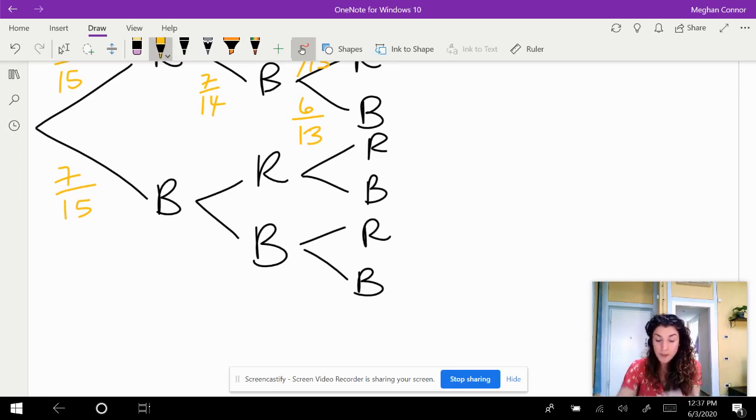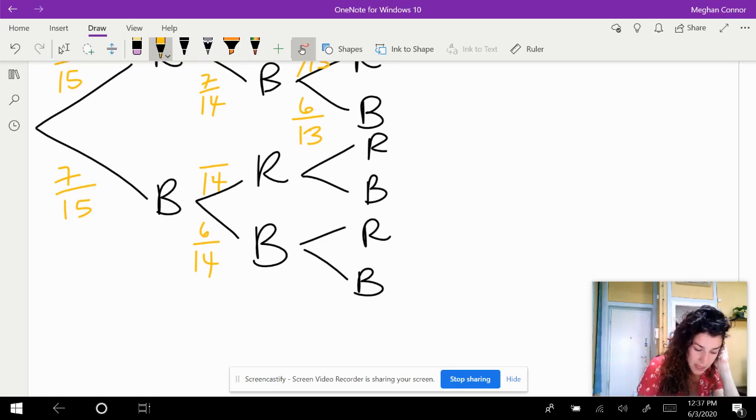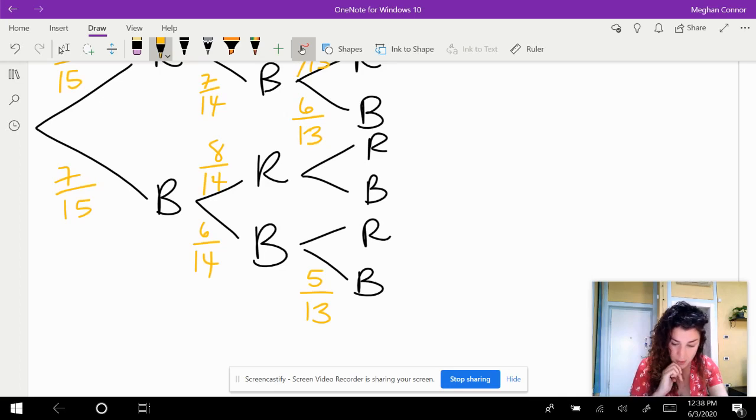Okay, going blue first, we would have gotten rid of 1 of our blues and then still have 6 left out of the 14. So here I would have 6 over 14 versus this red right here. We would still have 14 marbles, but all of the red marbles are still there. So it would be 8 out of 14. If I went blue and then blue and then blue, we would have 5 out of 13. Blue and then red, we still would have all of the reds, so then 8 out of 13.